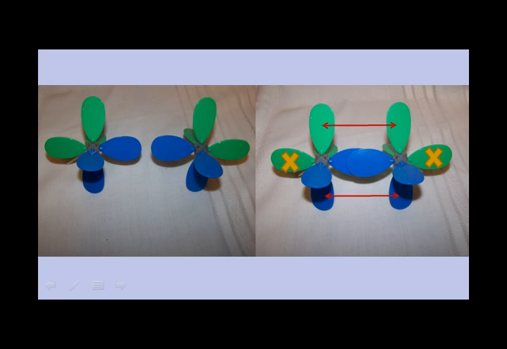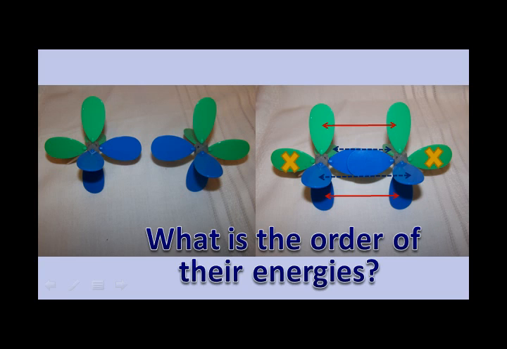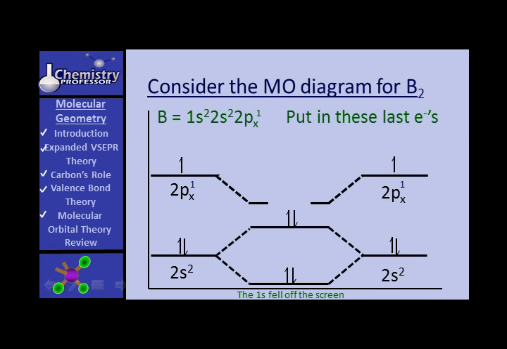Now, what happens when we have side-to-side overlap here? That forms one of the pi bonds. But look, do you see we also have side-to-side overlap with this orbital that is behind and in front of the screen? That forms the other pi bond. That forms the other pi overlap. And so the question then becomes, now that we see how the triple bond can form, what is the order of their energies?